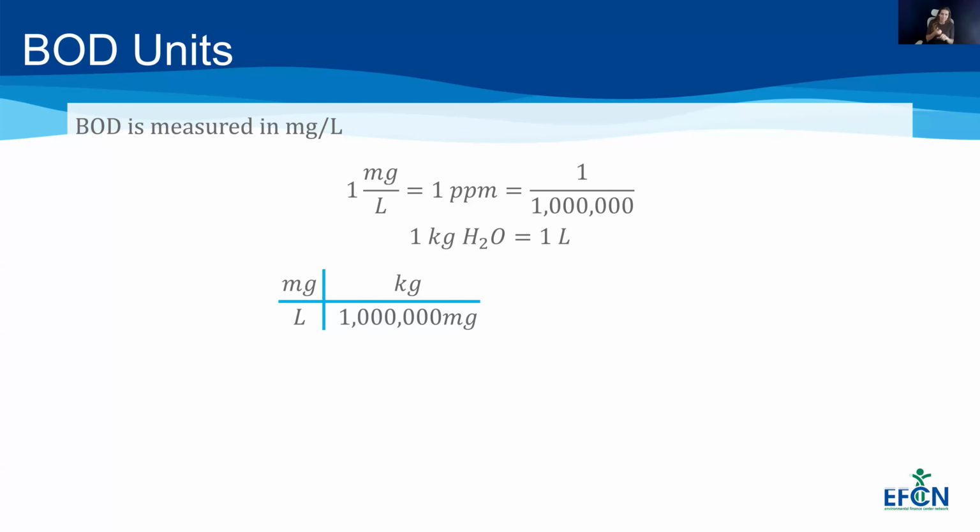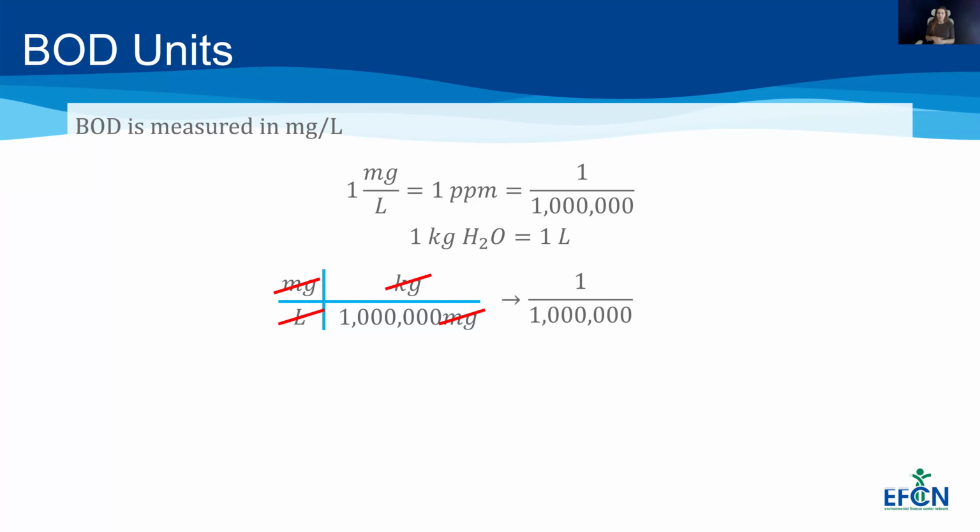The milligrams per liter will cancel out. And then because a liter is equal to a kilogram, like we just stated above, where a kilogram of water is equal to a liter of water, those cancel out as well. And you're left with just the numbers here, 1 over a million. So that's why a milligram per liter is equal to 1 part per million.